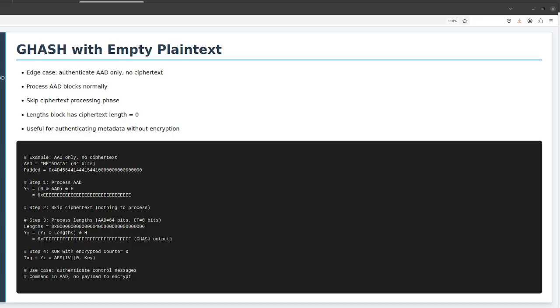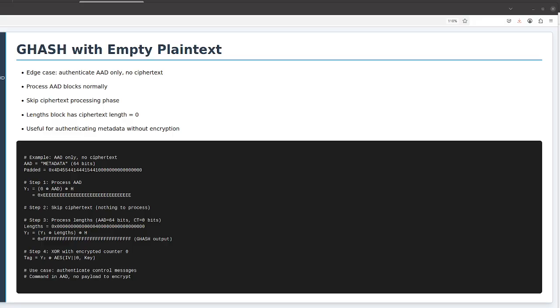lengths block. Example: AAD is metadata which is 64 bits. Padded to 128 bits gives 0x4D... ending with 00. Your H is 0xDD... ending with DD. Compute Y1 equals (0 XOR AAD) times H, which equals AAD times H, giving let's say 0xEE ending with EE. Now, let's process the lengths. The AAD is 64 bits, and the ciphertext is 0 bits. The lengths block is 0x00... ending with 40.